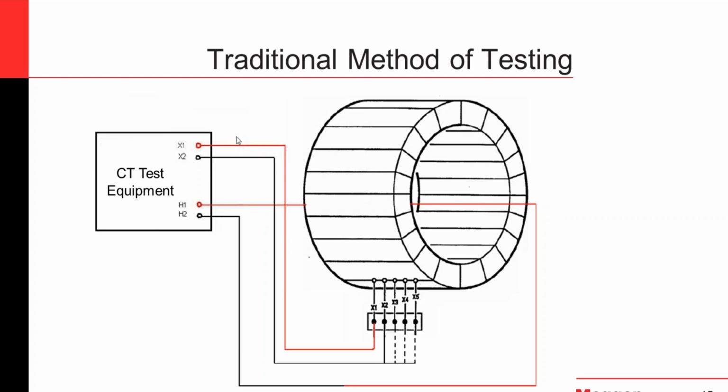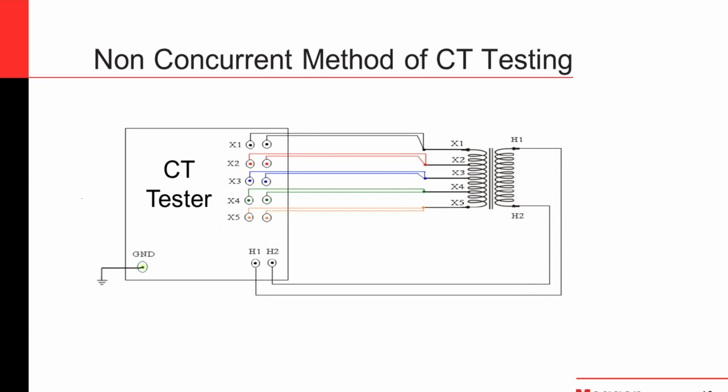There is a method called the non-concurrent CT testing method, and what you're going to do is repeat the same thing here as mentioned, except that your primary winding doesn't change much. The only thing is you're going to connect all your secondaries to the secondary terminals. So as you can see here, your X1 is connected to X1, X2 is connected to X2, and so on and so forth.